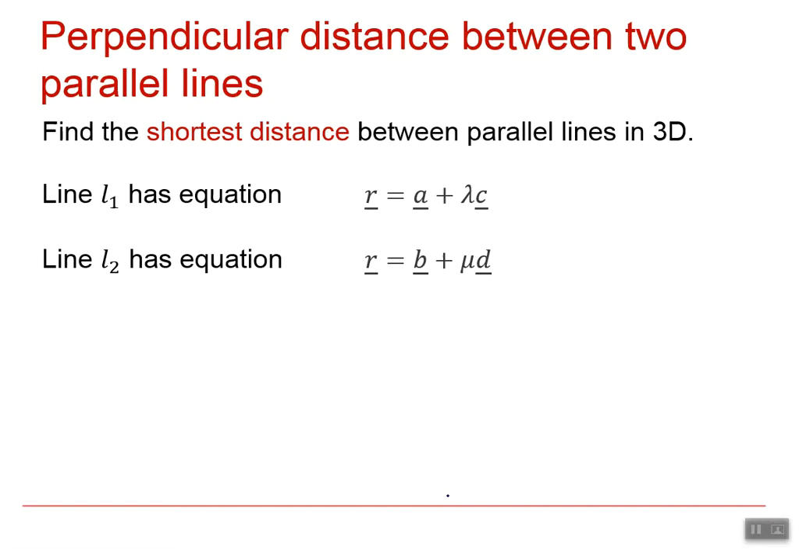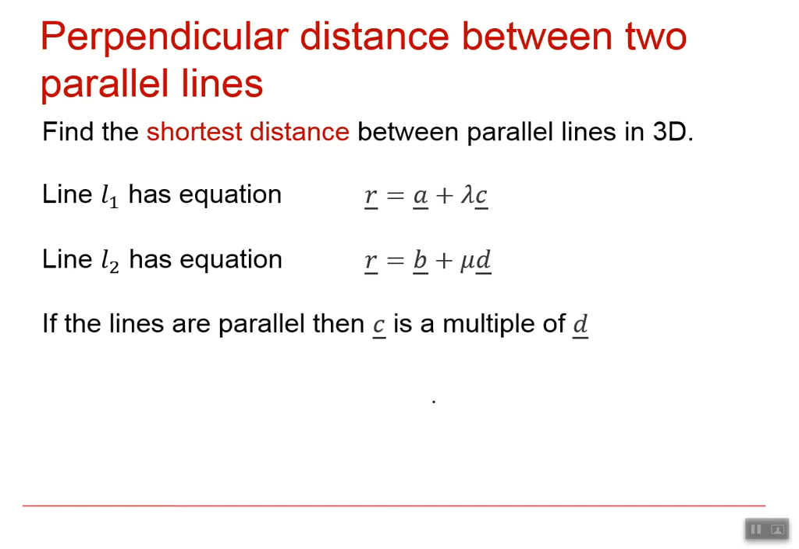Okay, so what we want to do is find the shortest distance between these two parallel lines in 3D. Remember that if these two lines are parallel, then either C, the direction vector for line 1, needs to be equal to D, the direction vector from line 2, or one needs to be a multiple of the other.